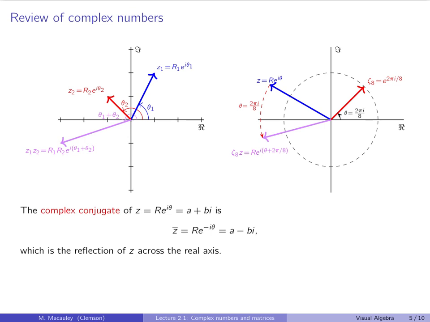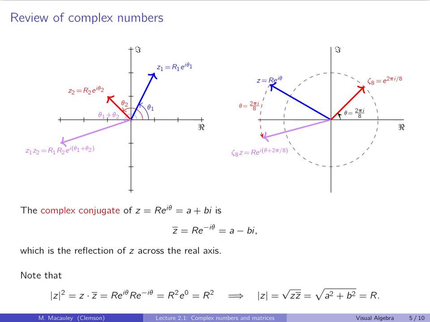Okay, next, let's review the concept of the complex conjugate. This is just the reflection of a complex number across the real axis. So in this case, that's z1. This is going to be z1 bar. And to do that, we just flip the sign. So if this is a plus bi, the complex conjugate is a minus bi. In polar form, r e to the i theta, the complex conjugate is r e to the minus i theta, because the angle becomes negative.